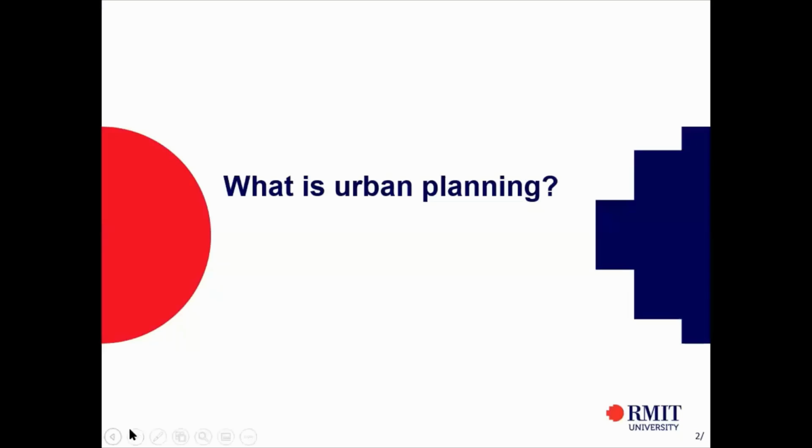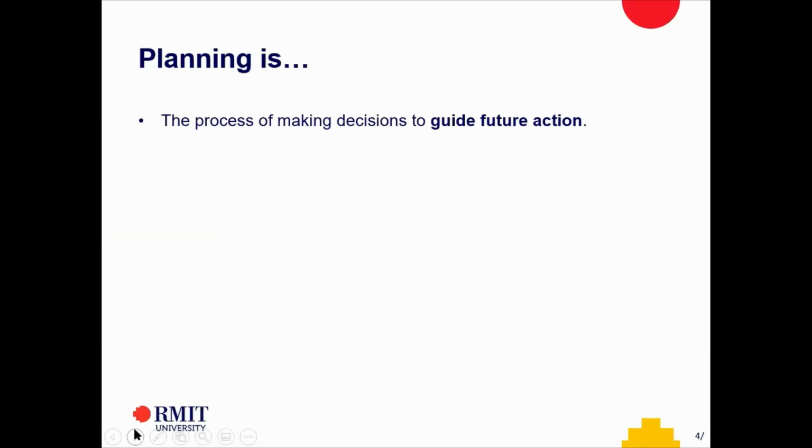So firstly, let's ask the absolutely most fundamental question of all. What is urban planning? You've already been exposed to some pretty good teaching about how we got to where we are in terms of the history of urban planning, but let's reconsider it with a bit more of a strategic urban planning contemporary bent. So let's ask, what is planning? Well, it's all about the future. It's very much all about the future, the process of making decisions to guide future action. So what we're trying to do is to achieve something at a future point in time.